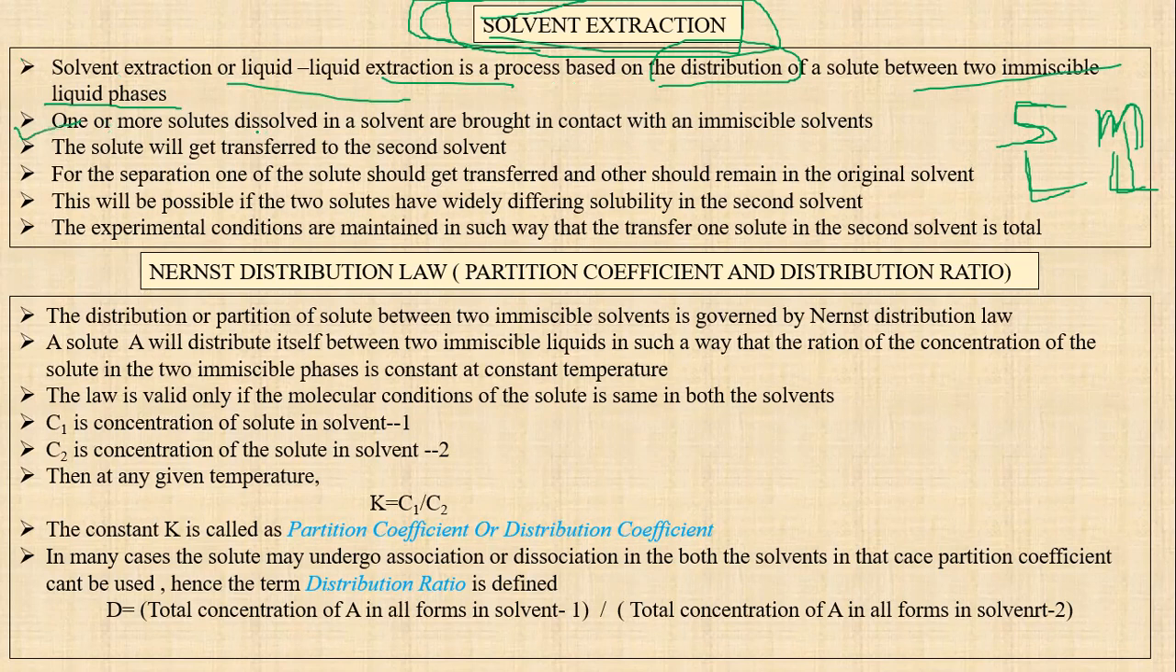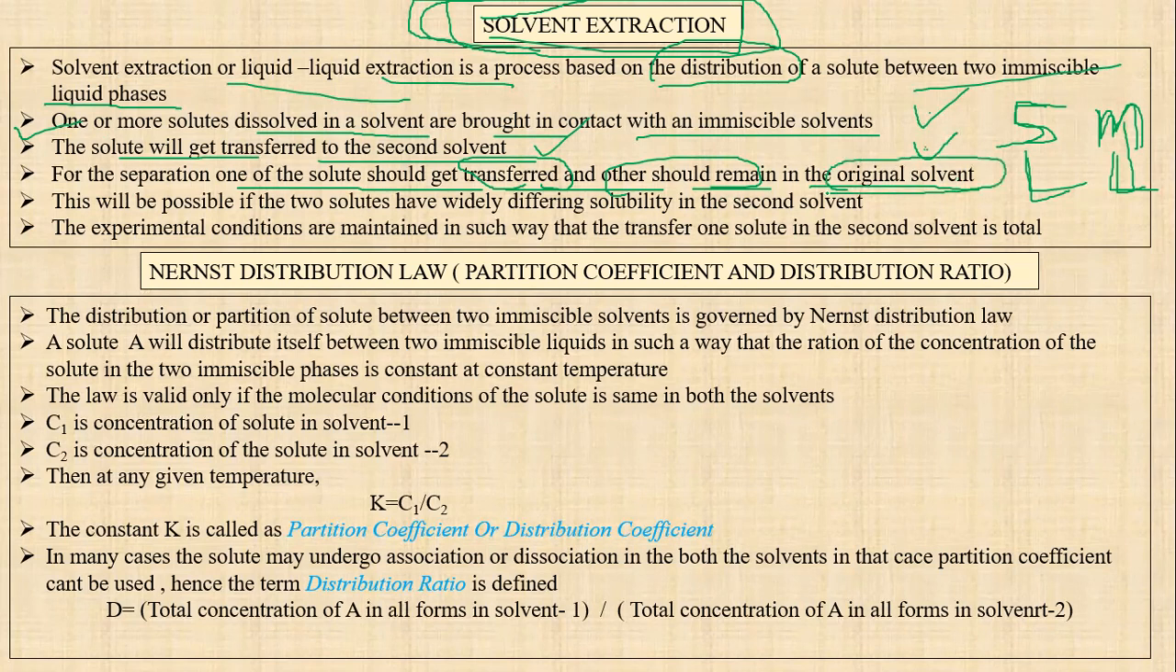One or more solutes dissolved in a solvent are brought in contact with an immiscible solvent. The solute will get transferred to the second solvent, which you can call the organic solvent. For the separation, one of the solutes should get transferred to the other. That means one should get transferred to the organic phase and the other should remain in the original solvent. What original solvent? It's the aqueous layer.